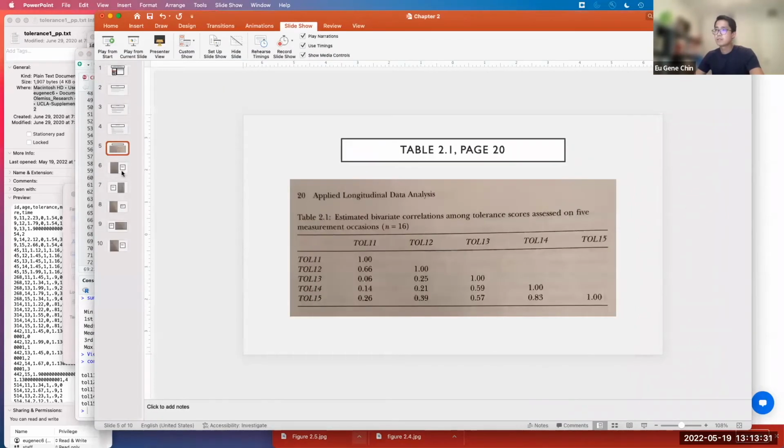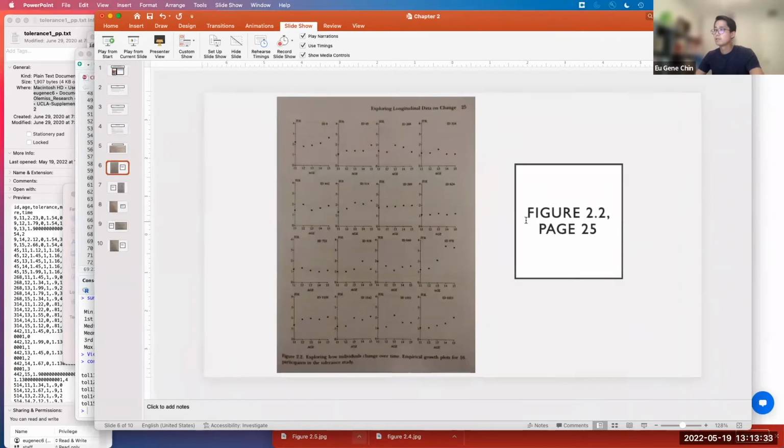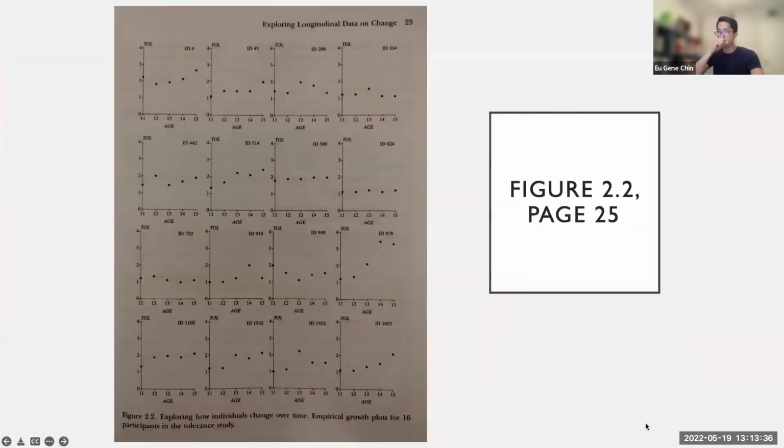So next, we're going to replicate this empirical growth plot here. So remember we have actually 16 participants. And so if you have a data set that has more than 16, you probably want to do a random selection, a subset of individuals in your data set to be able to visualize what the trends may be over time. So for this one, given that we have only 16, we'll just use all of them.